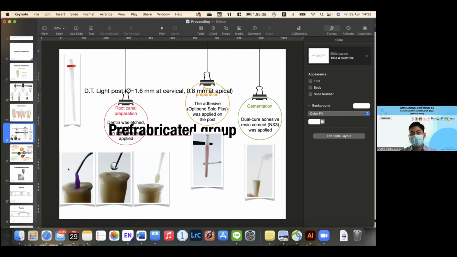I think it's going to need time, for the learning curve. Like Professor said, it's going to be easy to cure later, because if there's pooling of adhesive, you cannot fit the post inside the post space, right? Okay. So that's why I have to remove all the excess adhesive.